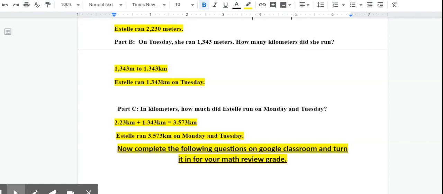Now you're going to head over to Google Classroom to complete your math review exit ticket for your final grade.